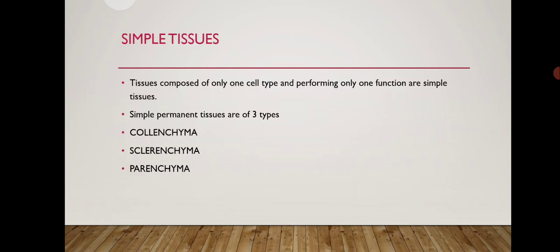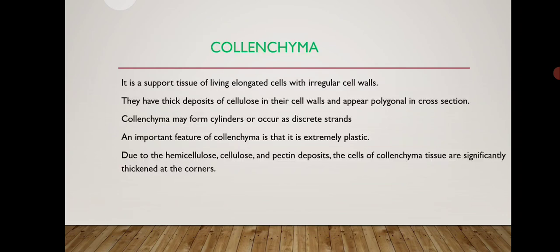Permanent tissues. Simple tissues. Tissues composed of only one cell type and performing only one function are simple tissues. In simple tissues, the tissues consist of only one type of cells and it performs certain functions. And in case of plants, simple tissues can be divided into collenchyma, sclerenchyma, and parenchyma.